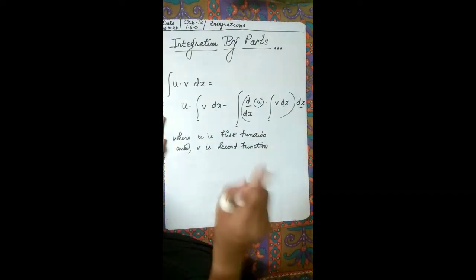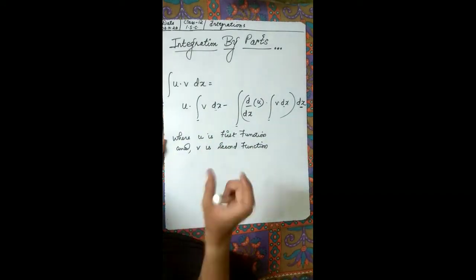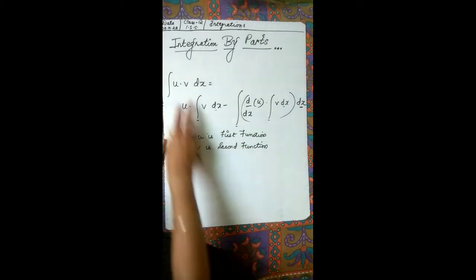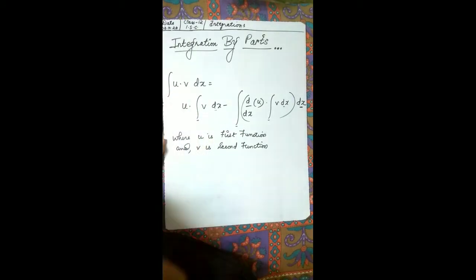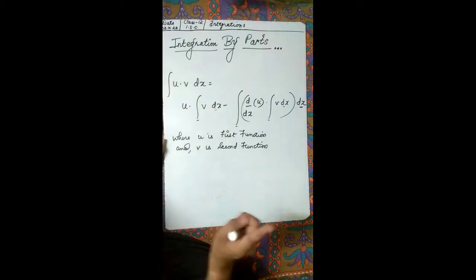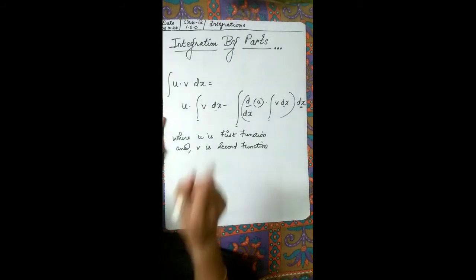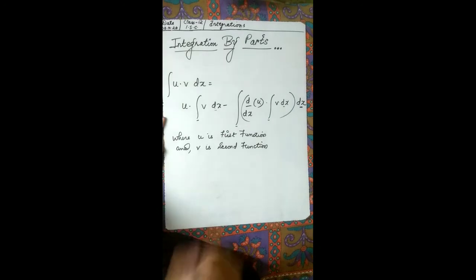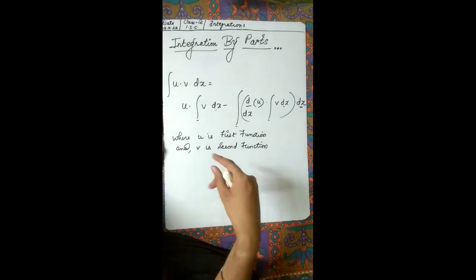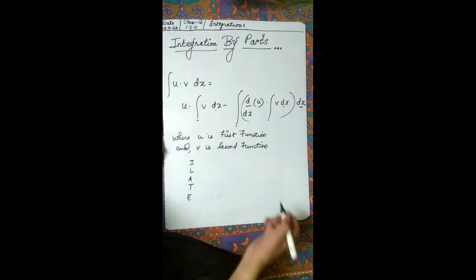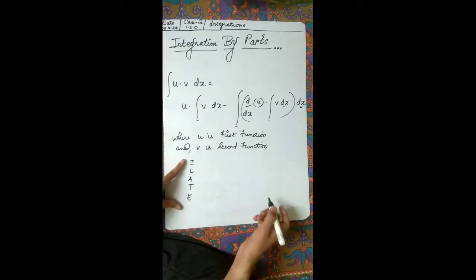And why am I giving the focus on this: u is the first function and v is the second function, but can we take v as the first function and u as the second function? No. In integration it is very important to decide which could be the first function and which could be the second function. Now how to distinguish which will be the first and which will be the second? We distinguish basically with this formula, ILATE. This is called the ILATE formula.